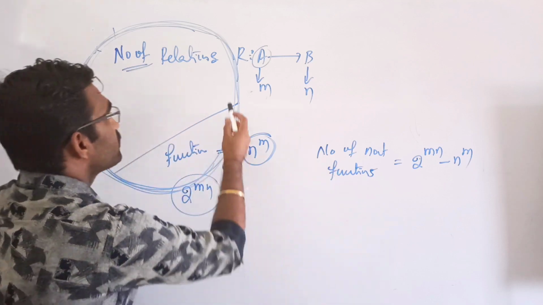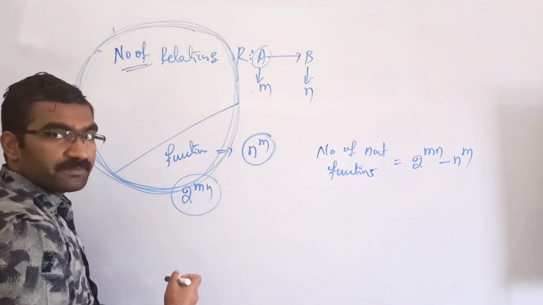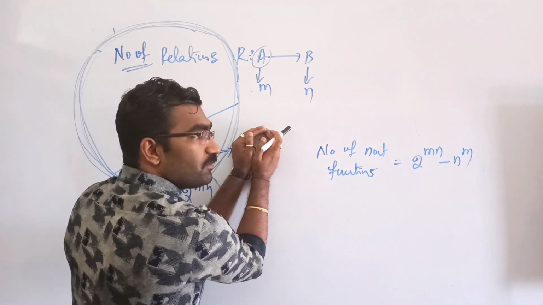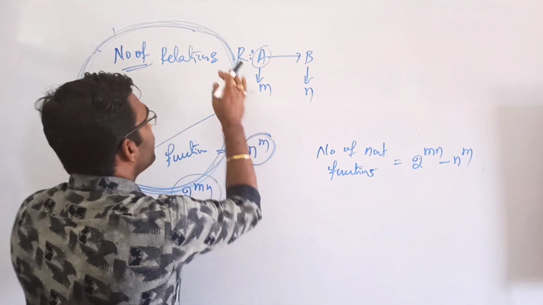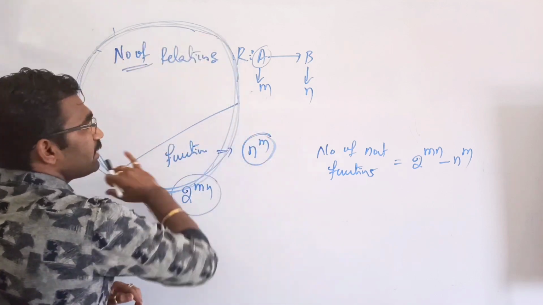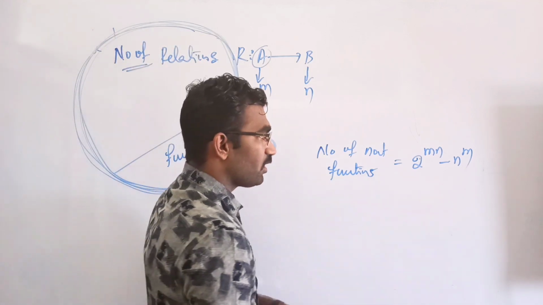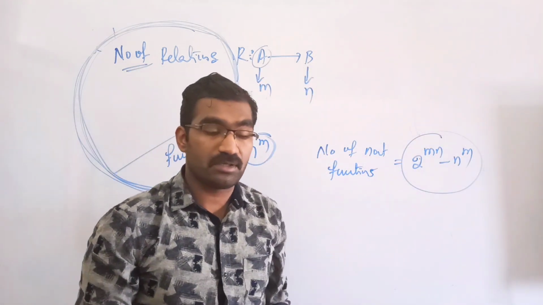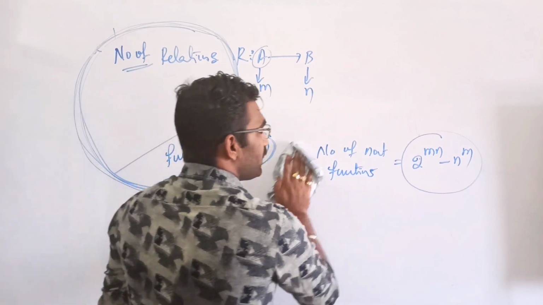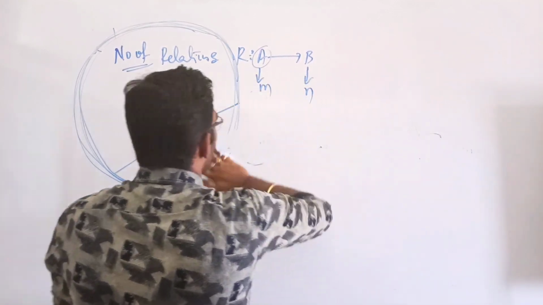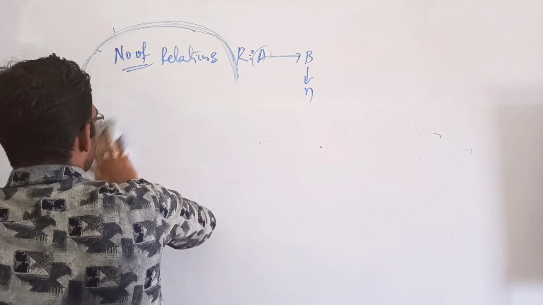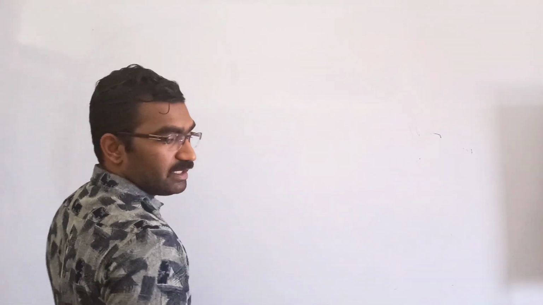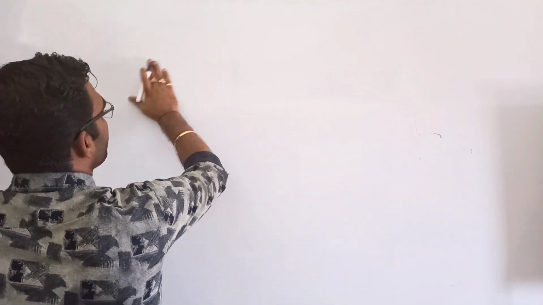Try to understand. If this is the set of relations, not all will become functions. Some N raised to M will become functions. Among them, if I remove the functions, the remaining relations will be non-functions. So this is about the counting technique of the number of functions. Next I will come to the point called one-one functions and onto functions. Just see here, just now we got to know that.